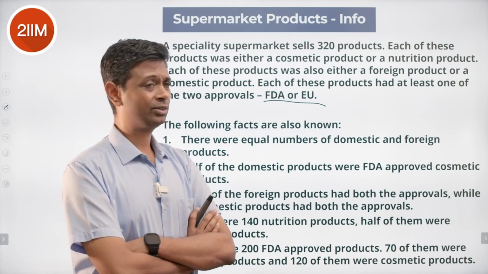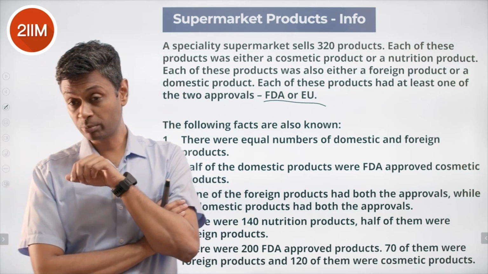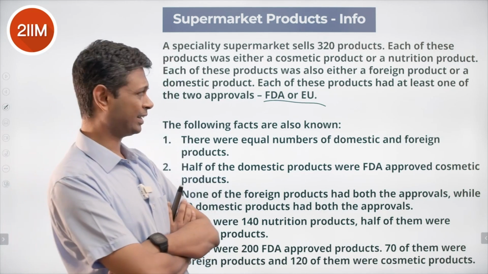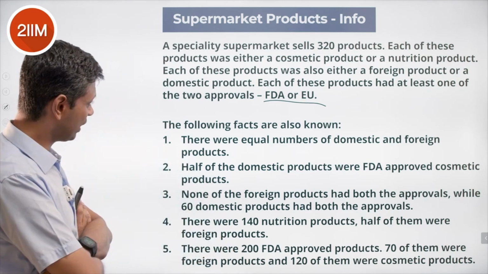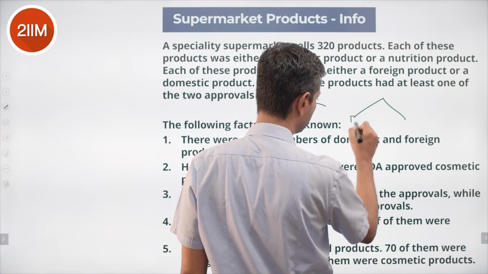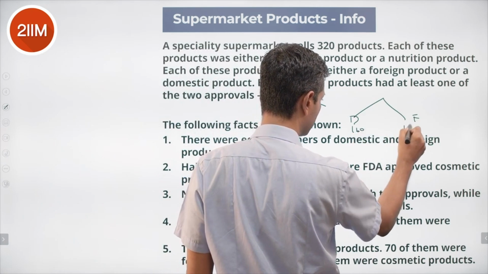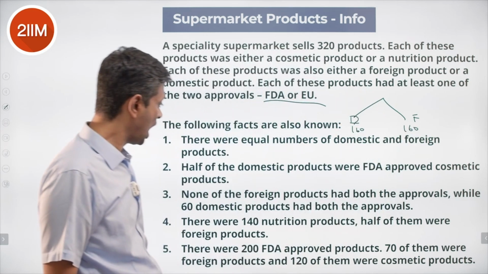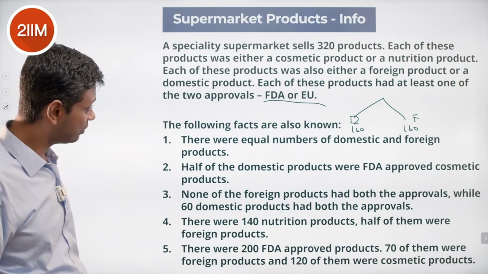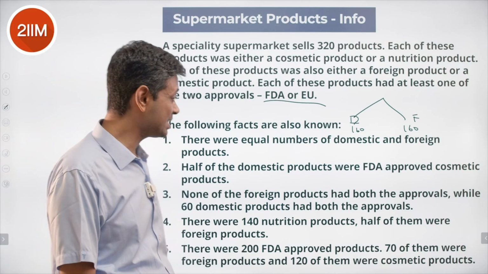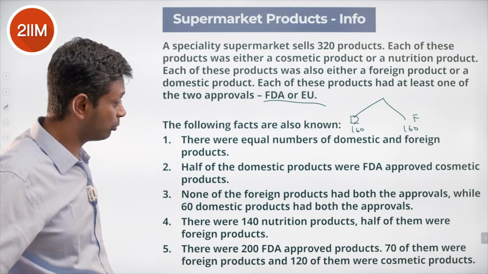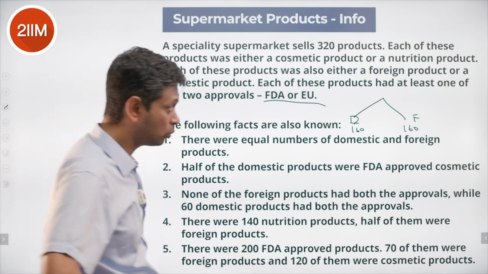I'm sure they're going to wind us up by saying nutrition products inside foreign, domestic products under cosmetic, all kinds of stuff. And so let's attack this. Let's have some fun. The following facts are also known. There were equal numbers of domestic and foreign products. Nice. So domestic and foreign is 160, 160. Half the domestic products were FDA approved cosmetic products. Domestic products, half of them, 160, half is 80. 80 is FDA approved cosmetic products. None of the foreign products had both the approvals. So foreign products get into two parts.